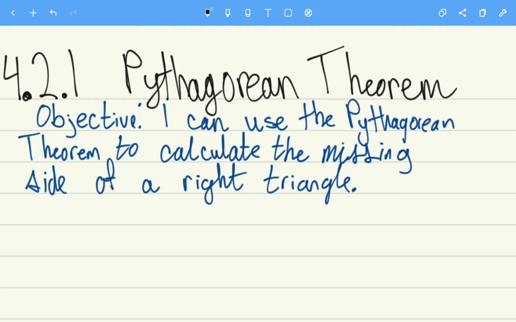This is the first of 3 lessons in Objective 4.2, where we start using the concepts in 4.1, sine, cosine, tangent, to figure out sides and angles of right triangles. So the objective for today is that I can use the Pythagorean Theorem to calculate the missing side of a right triangle. So let's go ahead and get started.